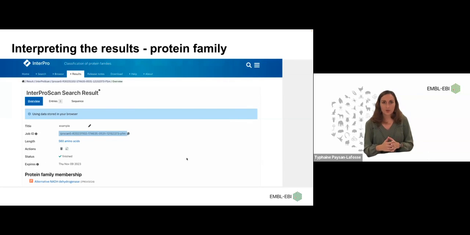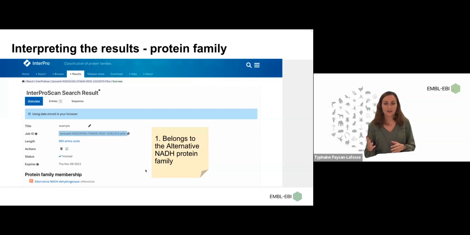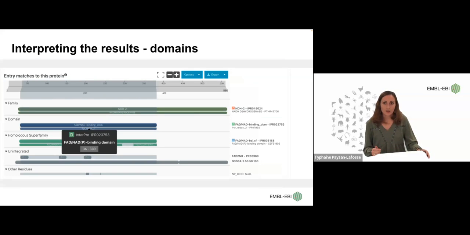So let's look at how we interpret the results of this analysis. First, what is interesting to know when we do a protein analysis is the protein family membership for that protein. So in this case, the protein we have searched belongs to the alternative NADH dehydrogenase protein family. Another thing that is interesting to look at is the domain composition of the protein, because often the domains are responsible for the function of that protein. So in this case, the protein has one domain, which is an FAD-NADP binding domain.